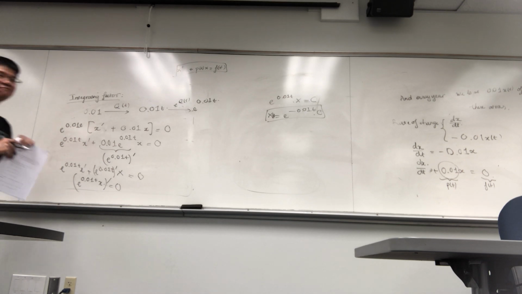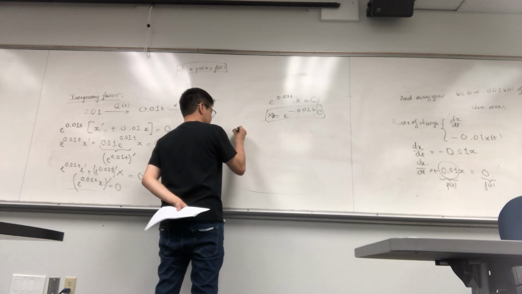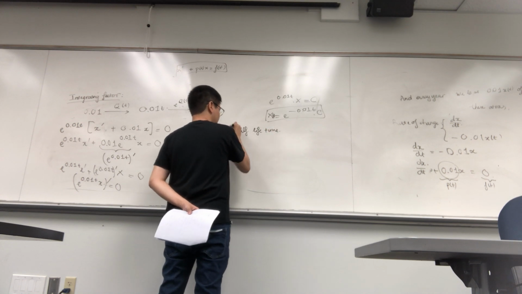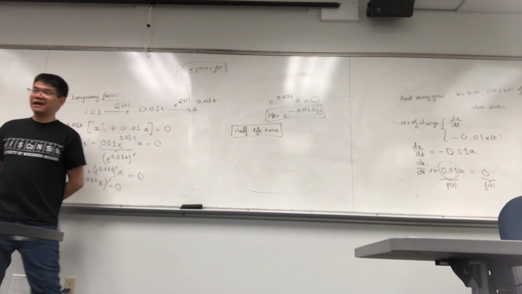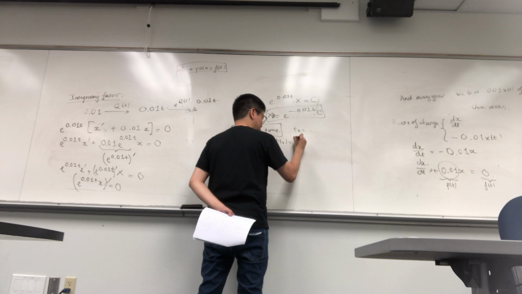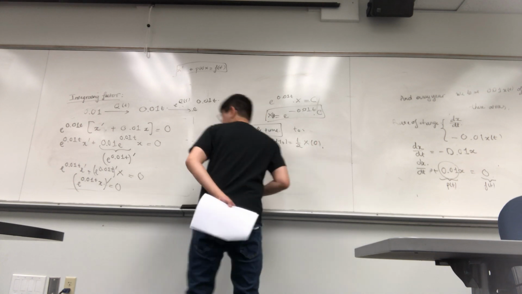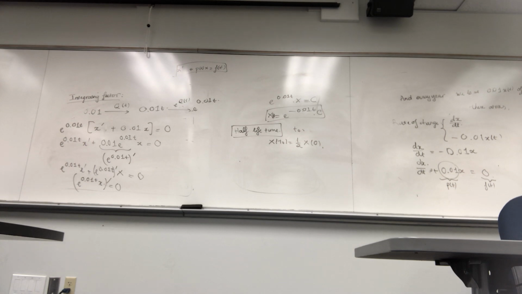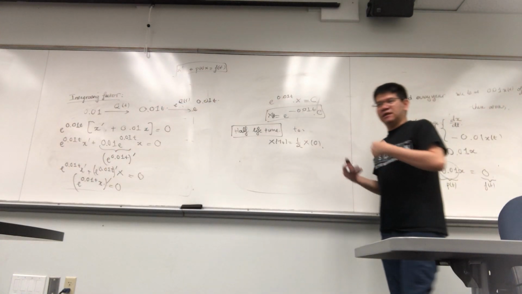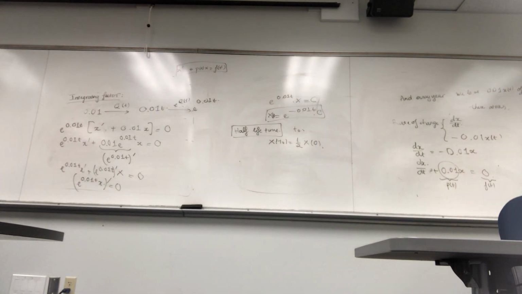Right. So the half-life time. The half-life time will be the time t0 such that x of t0 is 1/2 of x at 0, right? So in the previous case, we have the doubling time. Now we have the half-life time. The half-life time is the time where the number of particles, the number of atoms, is reduced to just a half. How can we compute this t0?